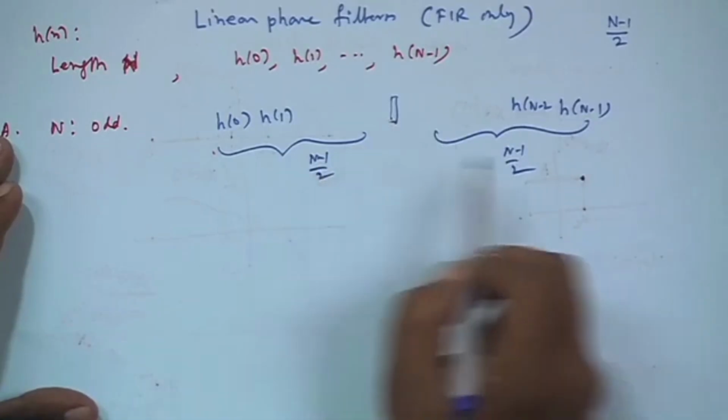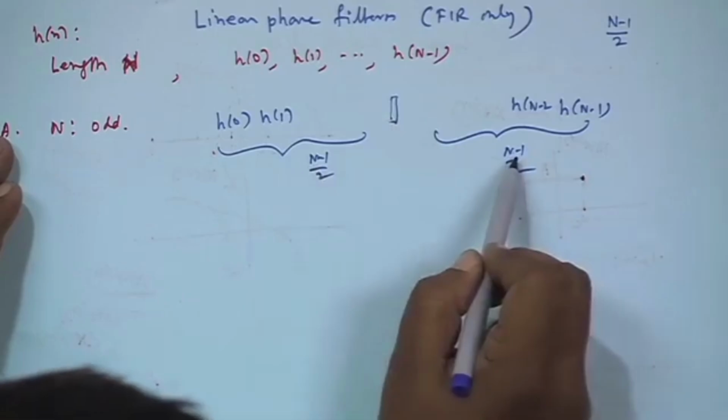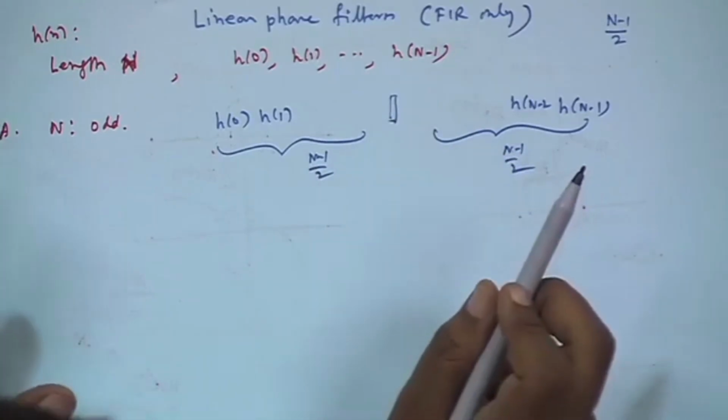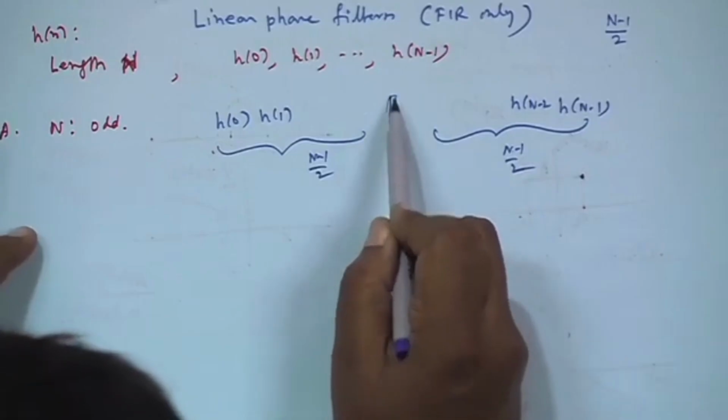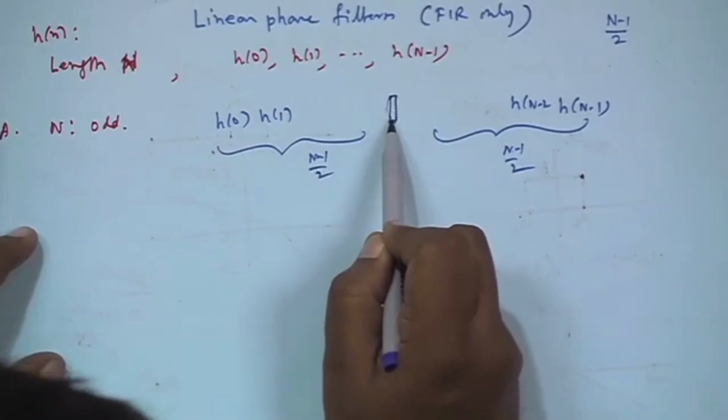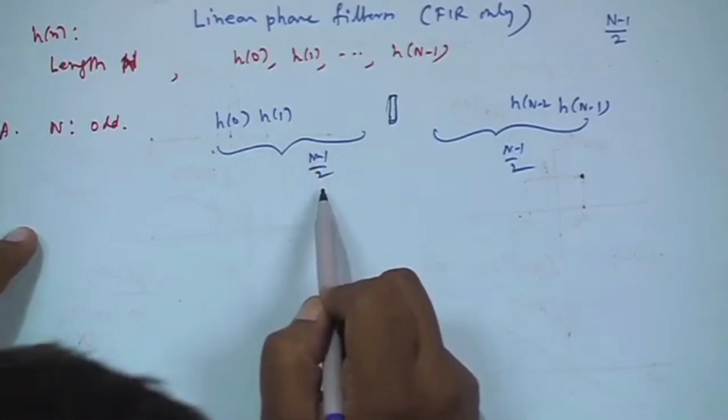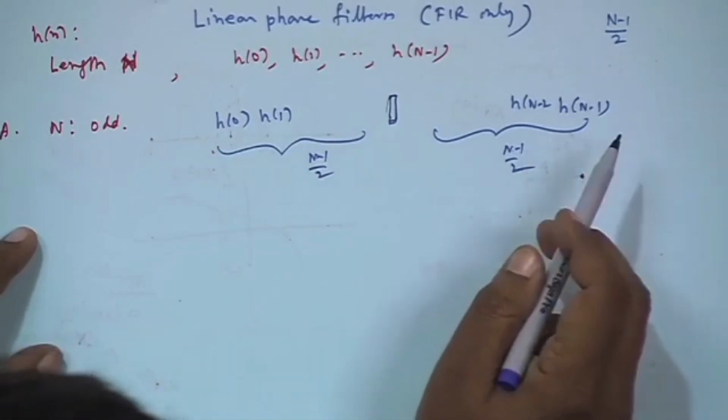So, n minus 1 by 2, n minus 1 by 2. So, total is n minus 1 plus 1, so total n. So, when n is odd, we have got a midpoint, we have got a term at the center and to the left I have got n minus 1 by 2 terms, to the right we have got n minus 1 by 2 terms.